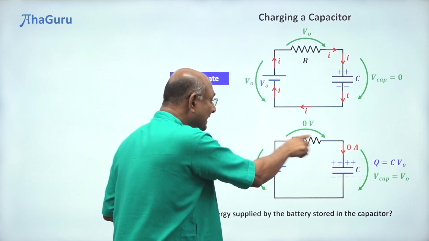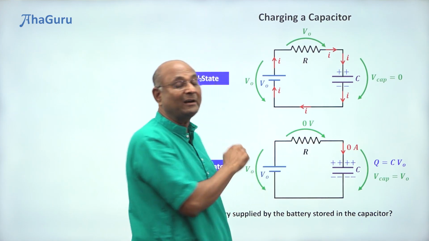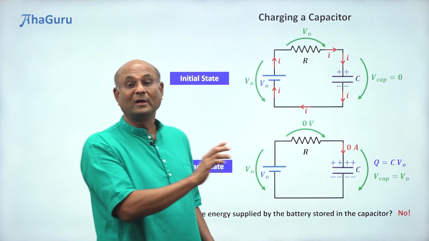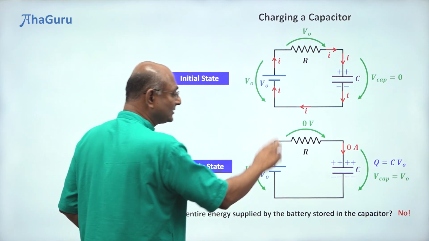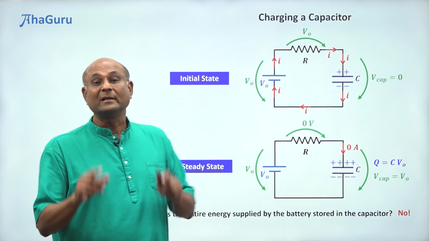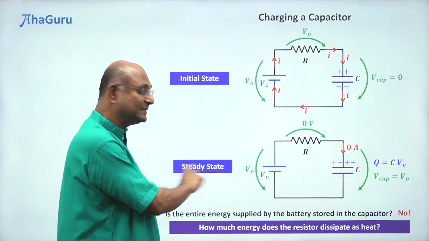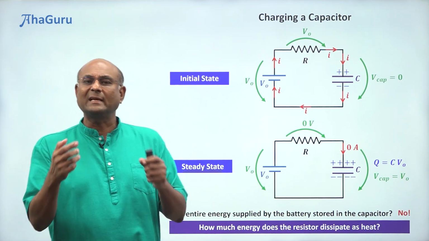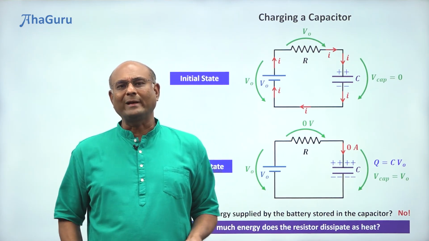No, there is a resistor, right? So when you have current flowing through the resistor, it will dissipate energy. So no, the entire energy supplied by the battery is not stored in the capacitor. There is going to be energy dissipated by the resistor. And the question is, how much energy does the resistor dissipate? How do I calculate that?